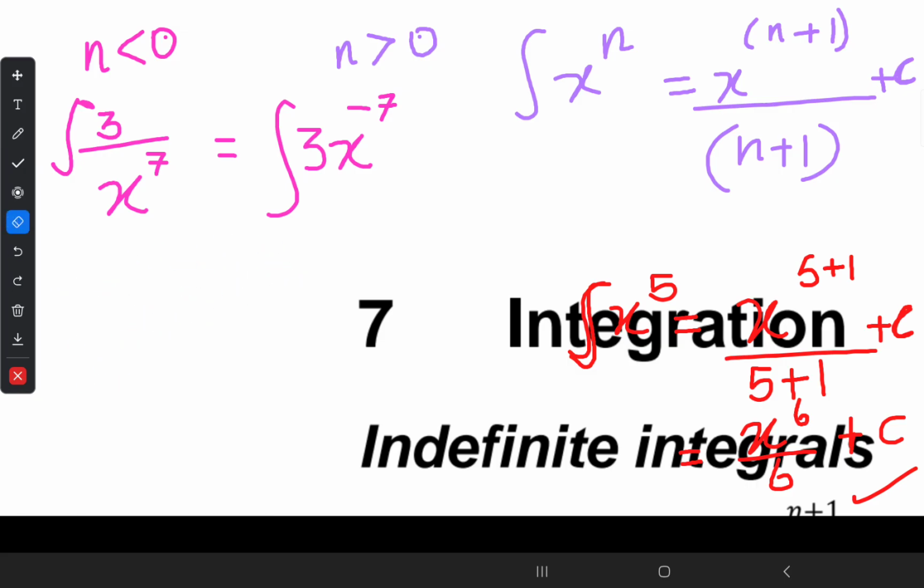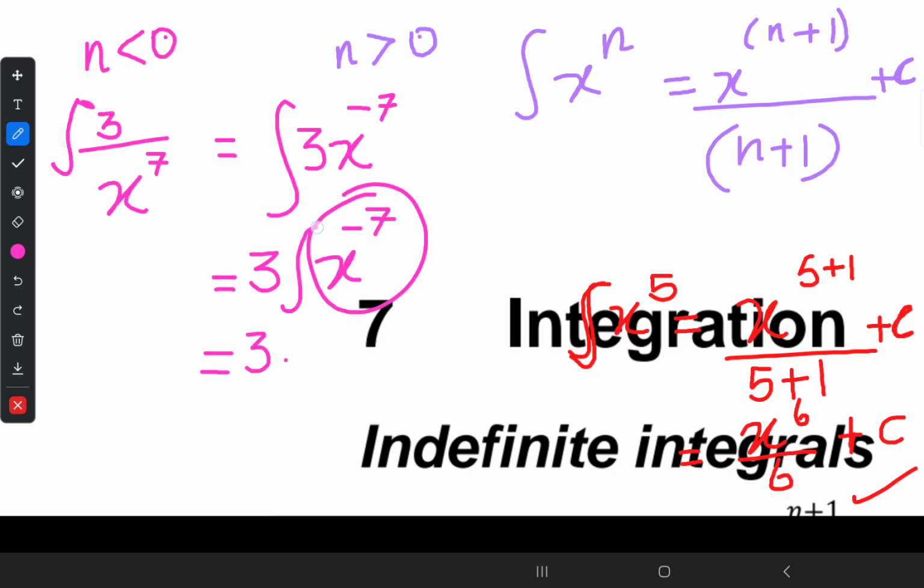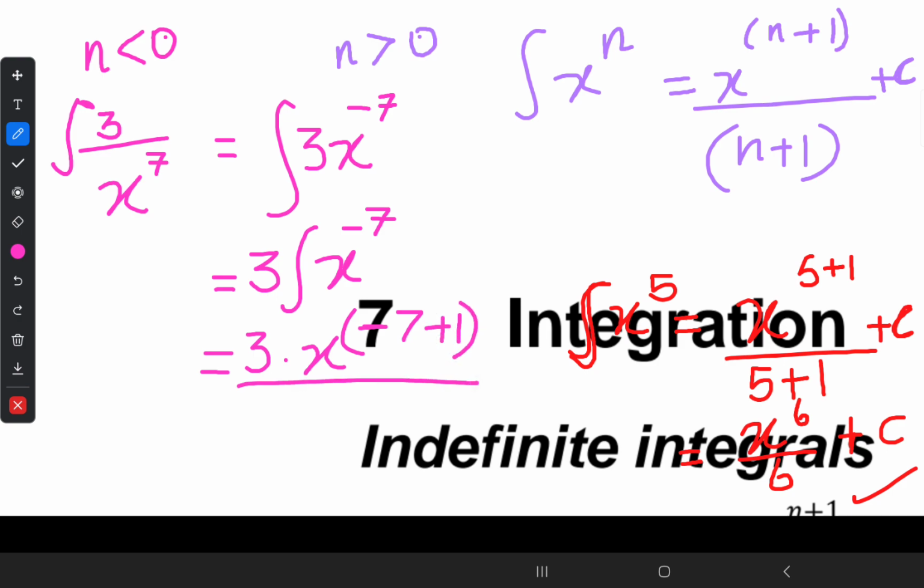Furthermore, the task is easy. You should convert the power to negative first. Then let's bring this 3. 3 is a constant now, so like differentiation, we can bring the 3 outside. It will become x to the power of negative 7. We can consider this negative 7 as n. So x to the power of negative 7, with that you should add 1, upon negative 7 plus 1. With that you have to add an arbitrary constant.